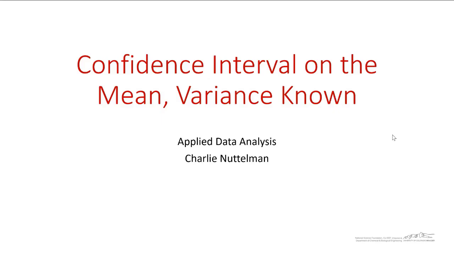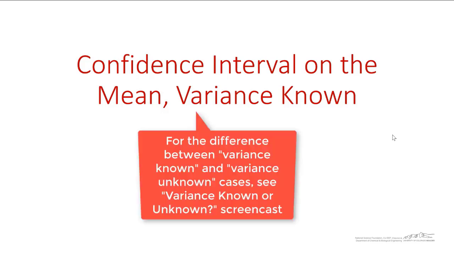In this screencast, I'm going to explain how to create or calculate a confidence interval on the mean when the variance is known. So this is a variance known case. See the previous screencasts if you don't understand the difference between variance known and variance unknown.